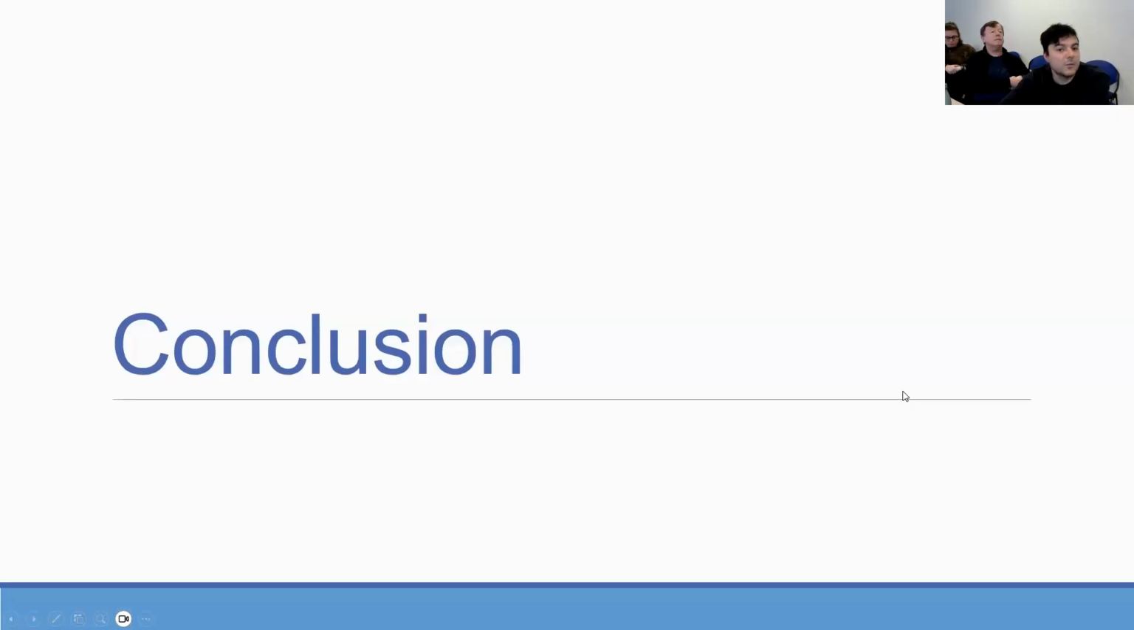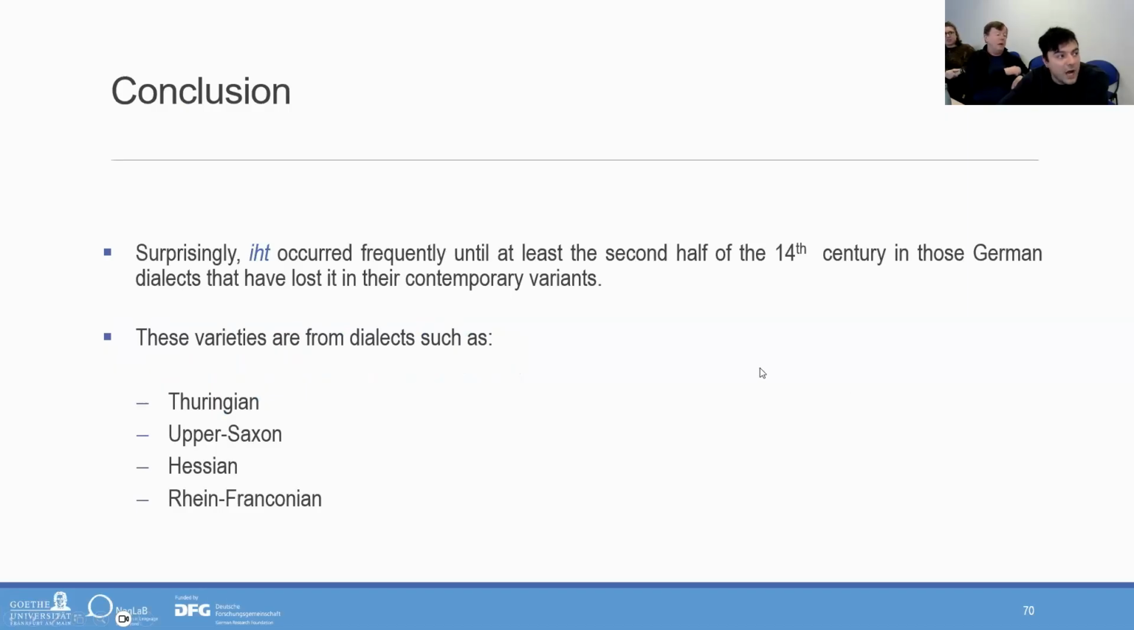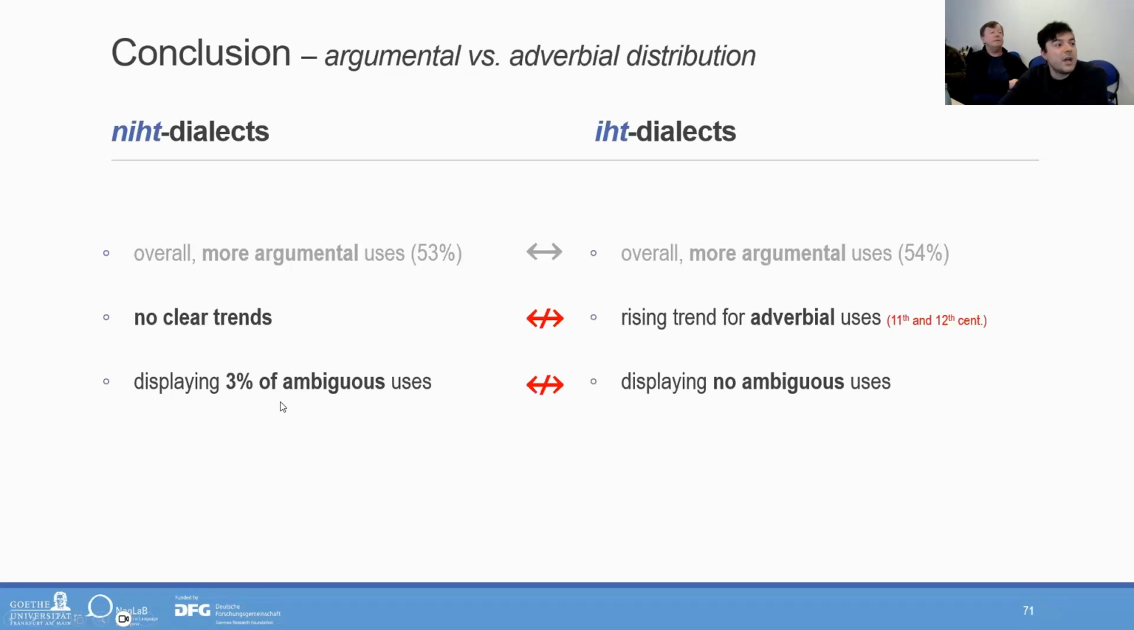So if we want to come to a, let's say again, preliminary conclusion, we could say that surprisingly, ich also occurred in niht dialects, and surprisingly very frequently also. And so we had the different varieties that are all niht dialects, like Thuringian, Upper Saxon, Hessian, and Rhine-Franconian. The only differences were concerning the argumental versus adverbial distribution here. So we had no clear trends in the niht dialects, whereas we had a rising trend for adverbial uses in the Ich dialects, but only until the end of the 12th century.